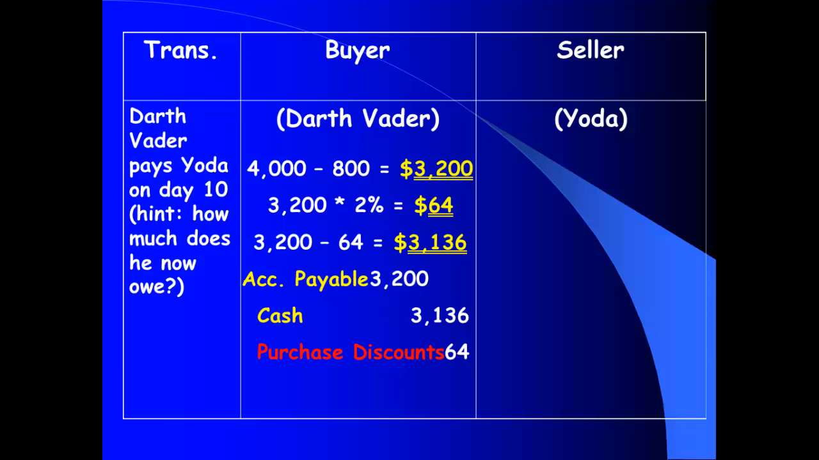On the seller's books, what does the seller debit when the customer pays it? Cash, $3,136. Let's talk about the credit next. We'll come back to the other debit. What account do I need to credit? Receivables on my books for how much? $3,200. I need to take it off my books for $3,200. To make it balance, my $64 gets debited to sales discounts.